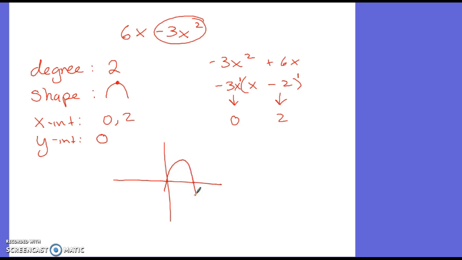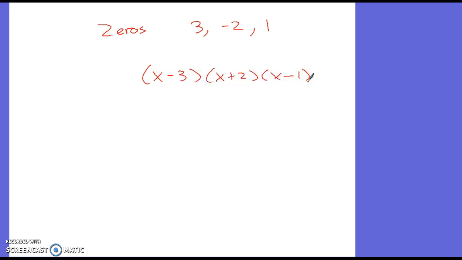That works for this quadratic, but it works for any polynomial: knowing your end behavior, shape, and x and y intercepts. Now, if I tell you the zeros are at 3, negative 2, and 1, I can write out my factors. They're just going to be the opposite. And if you want to know the polynomial, you can FOIL, and then FOIL again, or distribute.